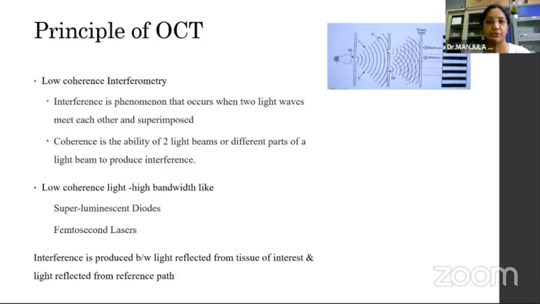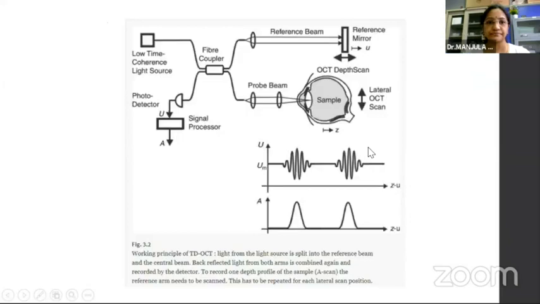Here you have to understand two concepts. One is interference, another one is coherence. Interference is the phenomenon that occurs when two light waves meet each other and are superimposed. Coherence is the ability of the two light beams to produce interference. The light source is either a superluminescent diode or a femtosecond laser. Interference is produced between the light reflected from the tissue of interest and the light reflected from the reference path, as I have shown in the picture.